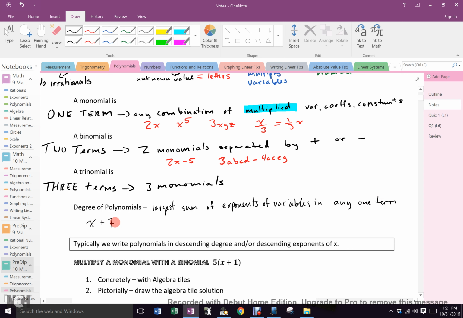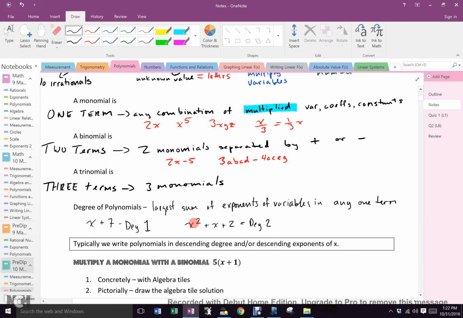What's the exponent that's with the variable in x plus 7? What is the exponent that is with a variable in that binomial? 1. So that has a degree of 1. Okay? X squared plus x plus 2. What is the degree there? No, just 2. Degree 2.